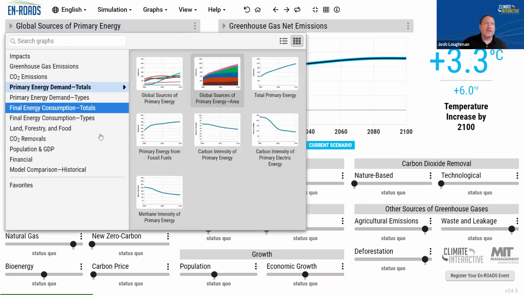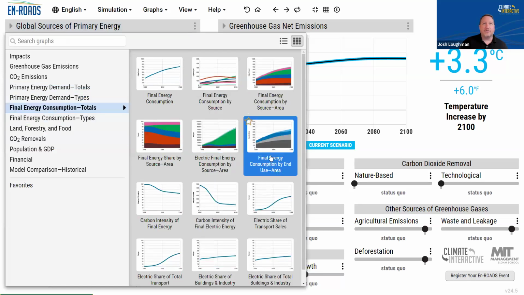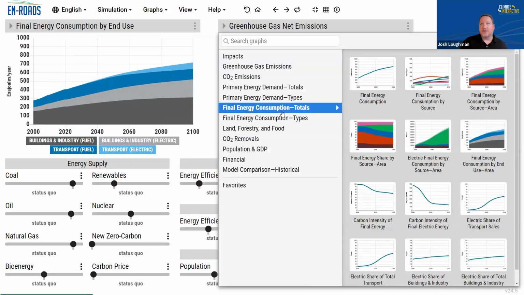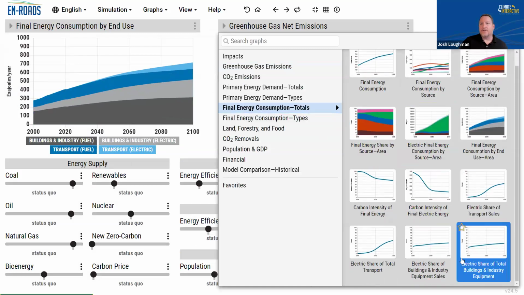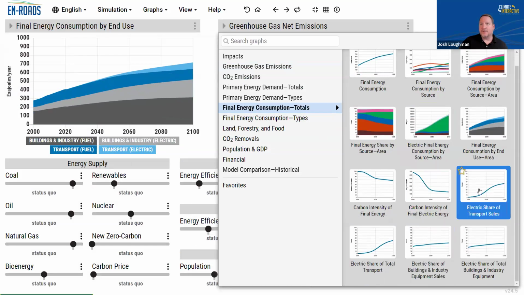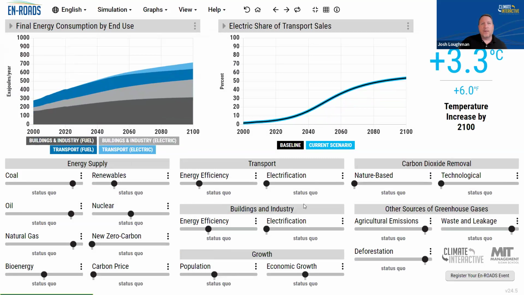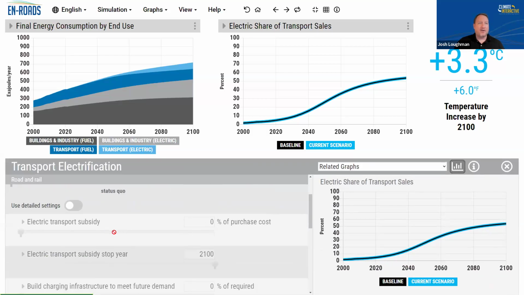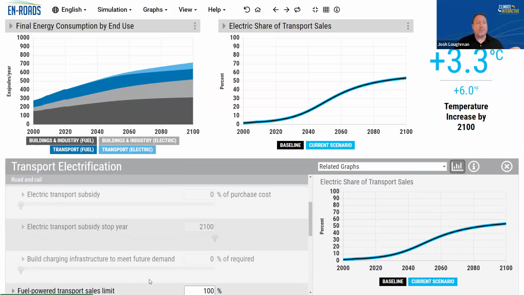A good example of this is one of the new features that we developed last year, which is transportation electrification. This is electric share of sales. It's buildings and industry, electric share, transportation sales. As we were modeling the transport electrification sector, one thing that we assessed was that when policymakers talk about transportation policy for electric vehicles, they usually don't just talk about a subsidy or charging infrastructure. They usually talk about both.